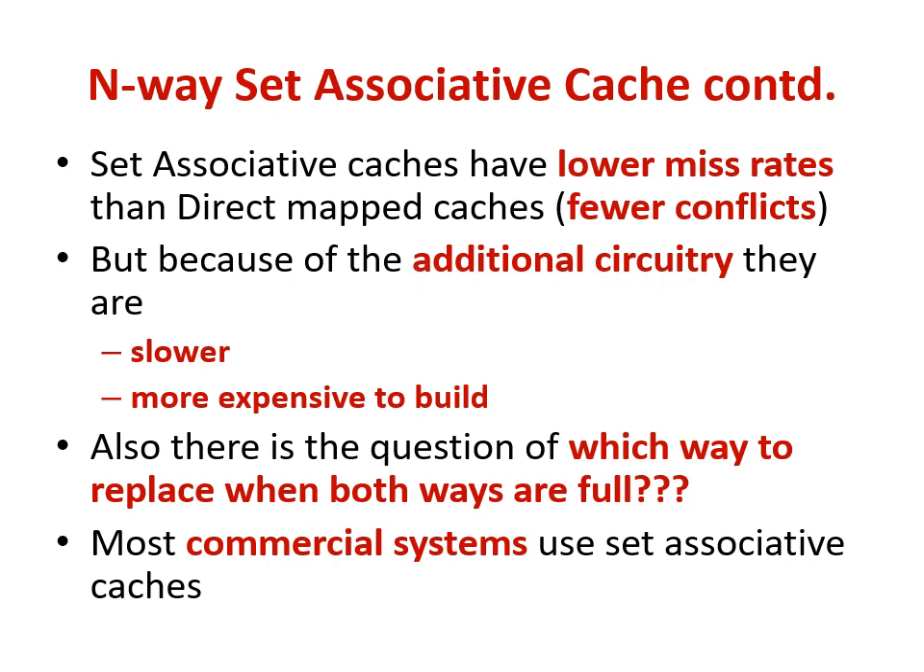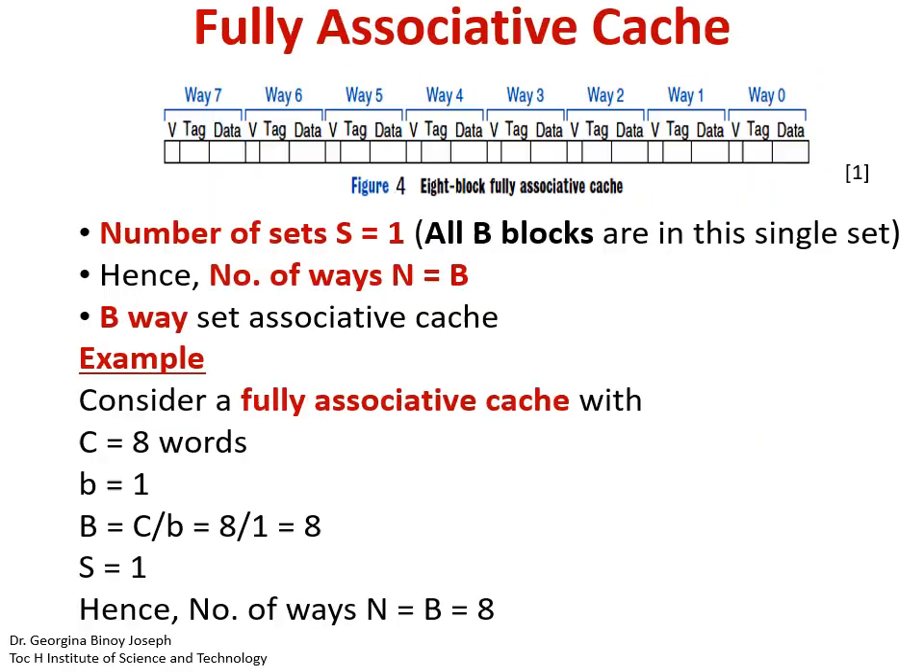But they require additional circuitry. You saw that the number of equality comparators, the AND gates and the OR gate, all that increases as n increases. So they are slower and more expensive to build. Also, suppose both the ways, in the previous example, are full, then which way should we replace? Should we replace way 0 or way 1? That question has now got to be answered. But most commercial systems use set associative caches because of the lower miss rates due to fewer cache conflicts.